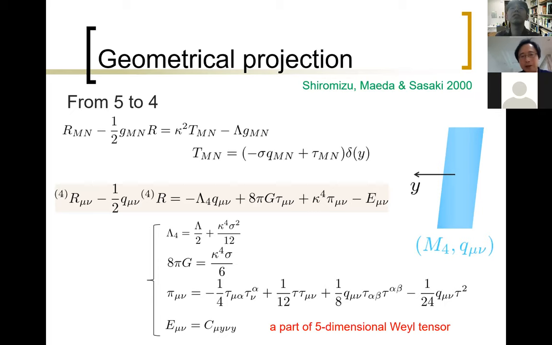E_mu nu is basically a five-dimensional quantity. So we have to solve the five-dimensional equation for the Weyl tensor. So it's like a wave equation. So we can't have a four-dimensional effective theory. But approximately, we can.